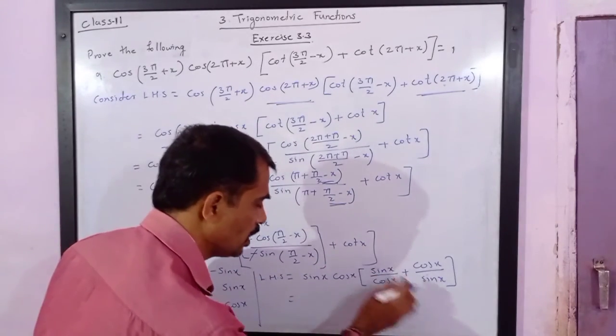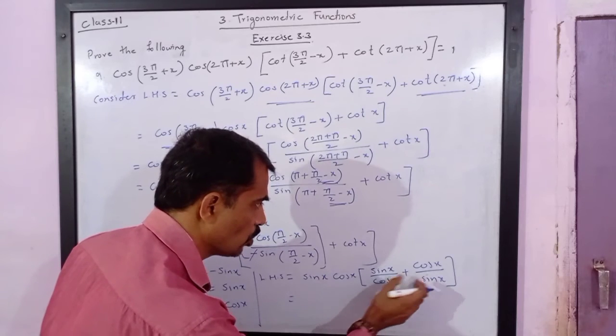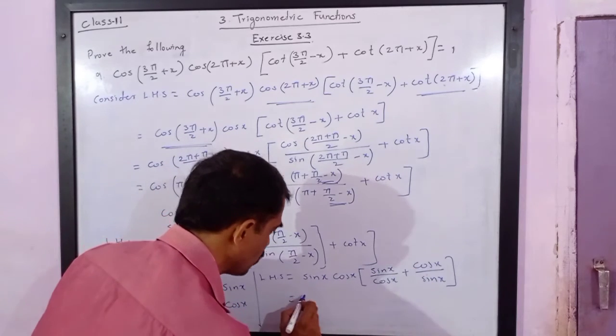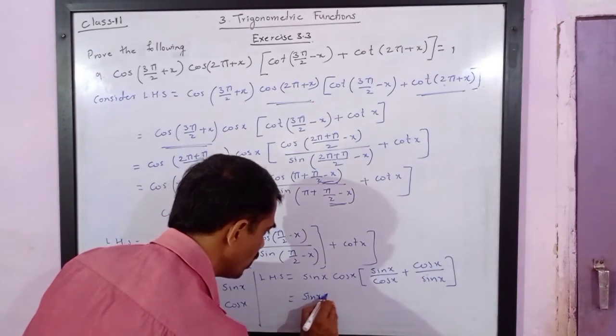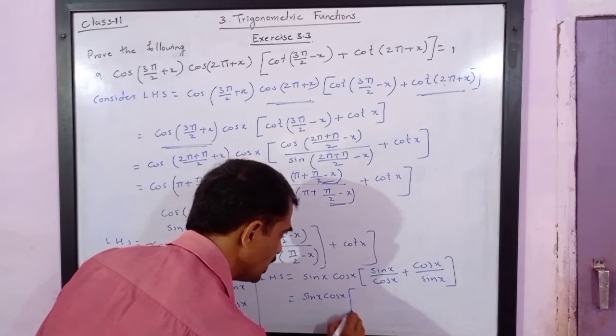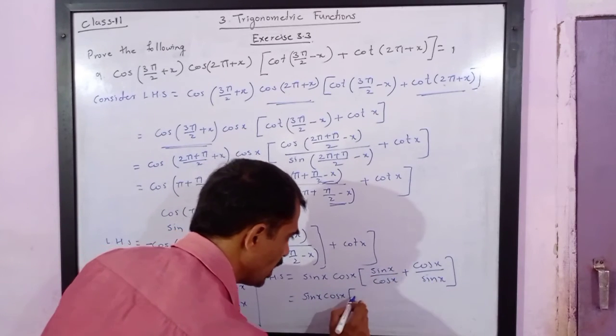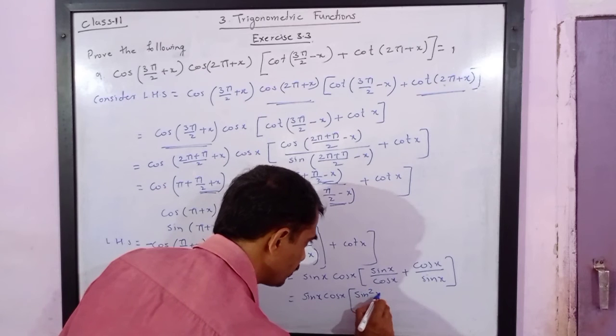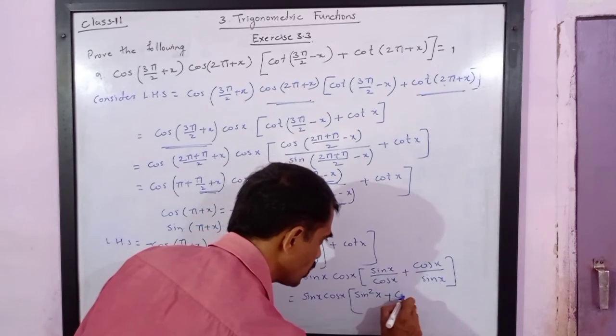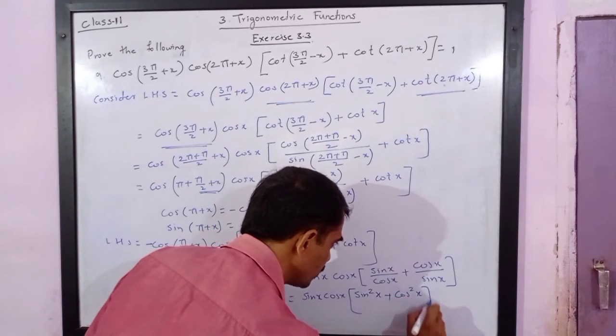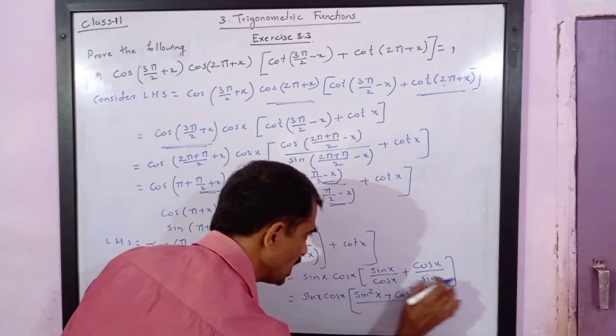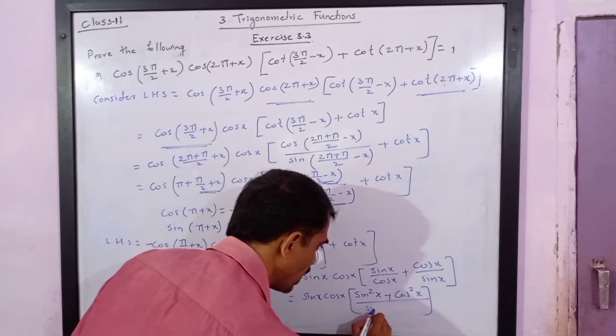So please note the denominators are different, so to add we need to cross multiply. So this becomes sin x into cos x outside the bracket as it is. This becomes sin x into sin x is sin square x, plus cos x into cos x is cos square x, upon cos x into sin x, which is equal to sin x into cos x.